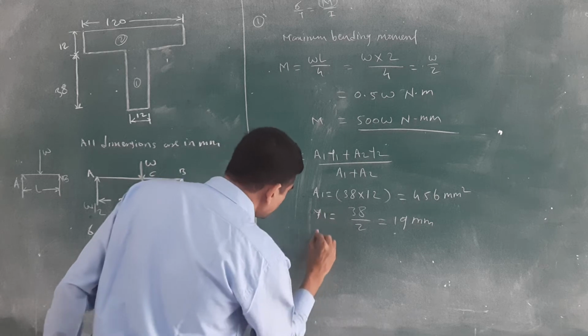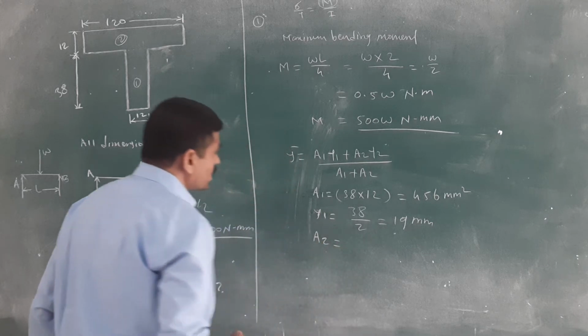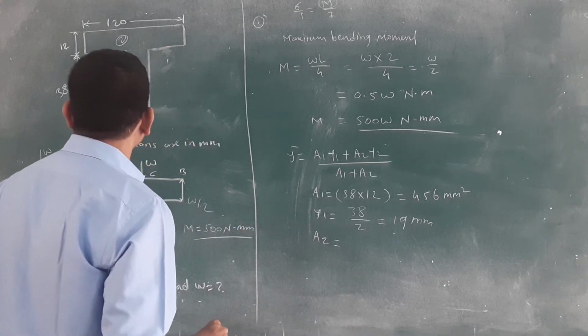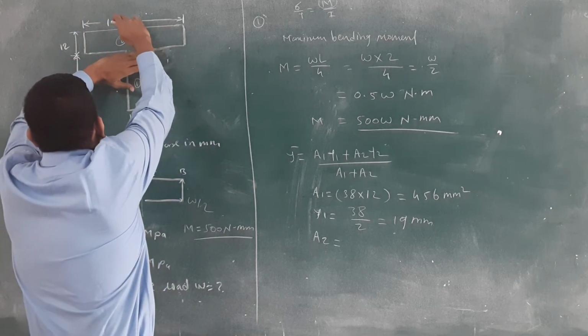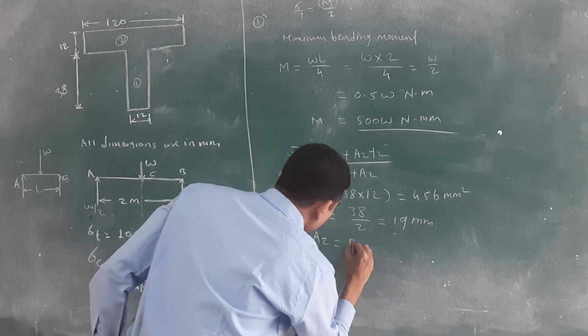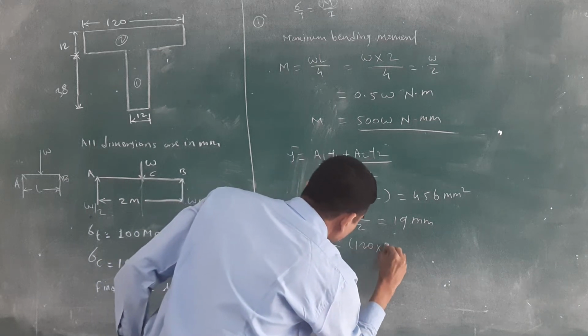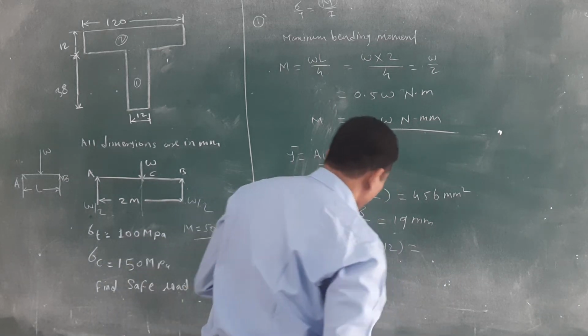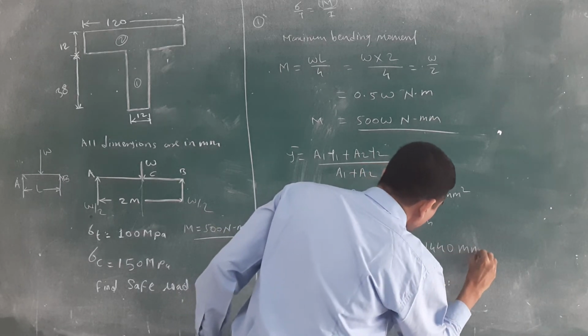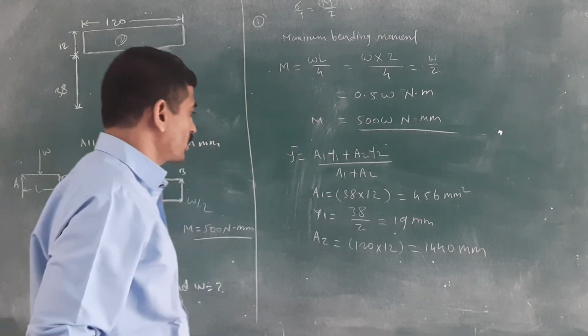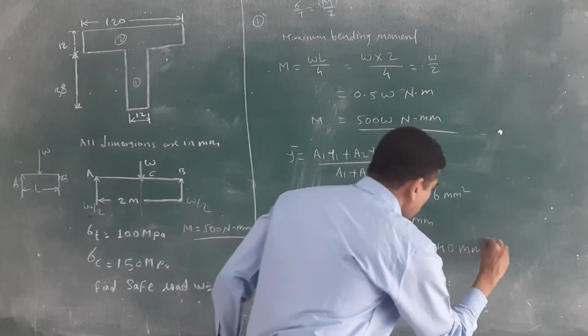Then the second is area 2. What is area 2? This second part, only think about the top flange: 120 into 12. What is 12 squared? 144, and a zero, right? So 1440 mm square.